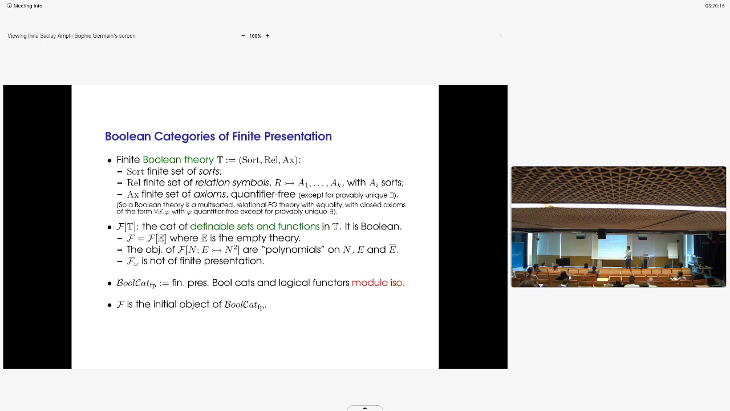And so in particular, the skeleton of finite sets is the initial object of this category. And this category is small too. It's a small category because, of course, there is only a set of finite presentations.